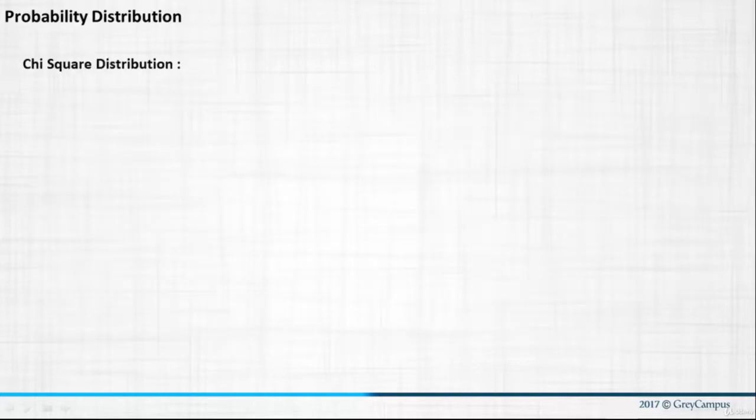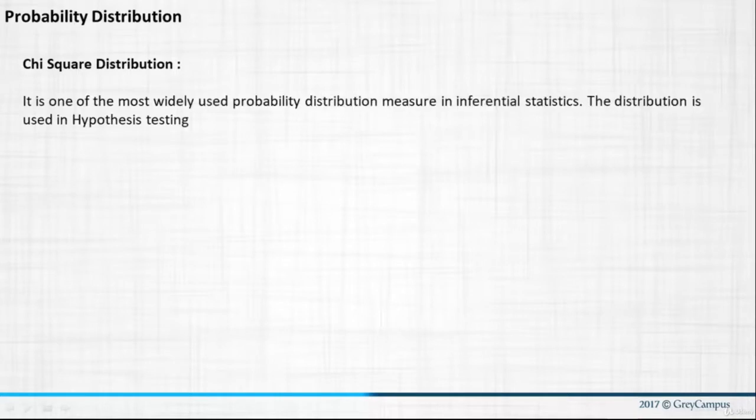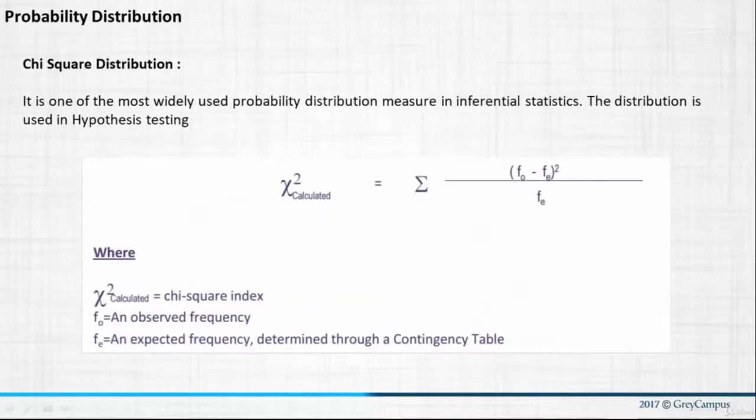Another probability distribution is the chi-squared distribution. You can see the equation here for the chi-squared distribution. We will use this in the later phases with hypothesis testing.